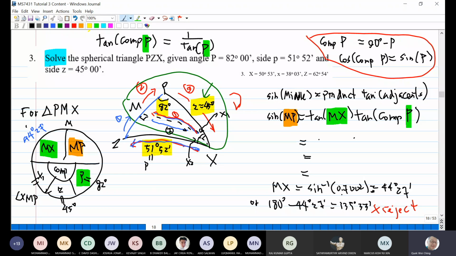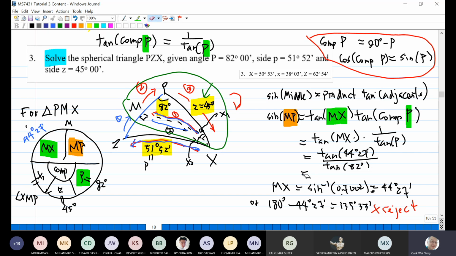So we can take this as tangent MX times 1 over tangent P, which is tangent of MX, 44 degrees 27 minutes here, divided by tangent of 82 degrees. And you find that where is sine MP now. So press the calculator. It's 0.1379. Right, 0.1379. So you can find MP now.